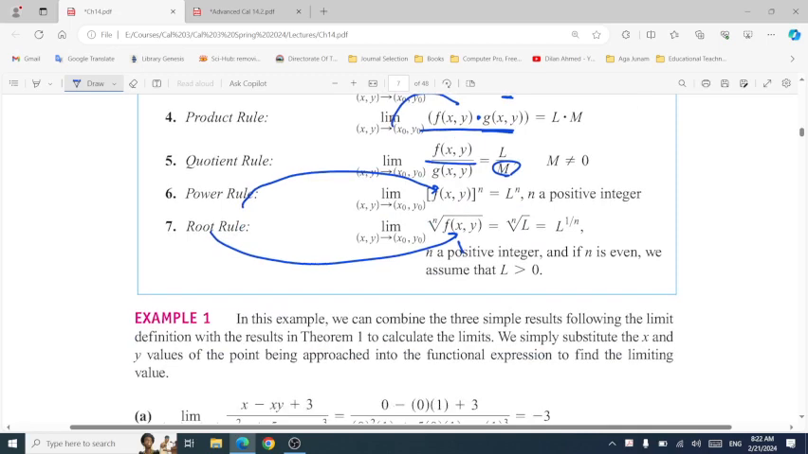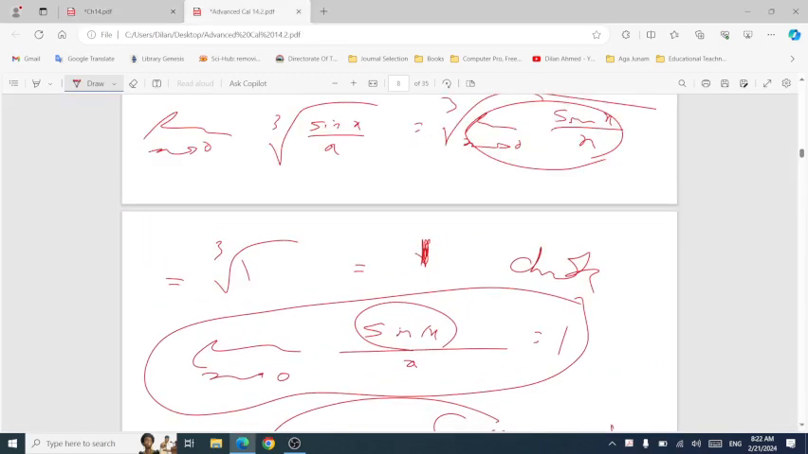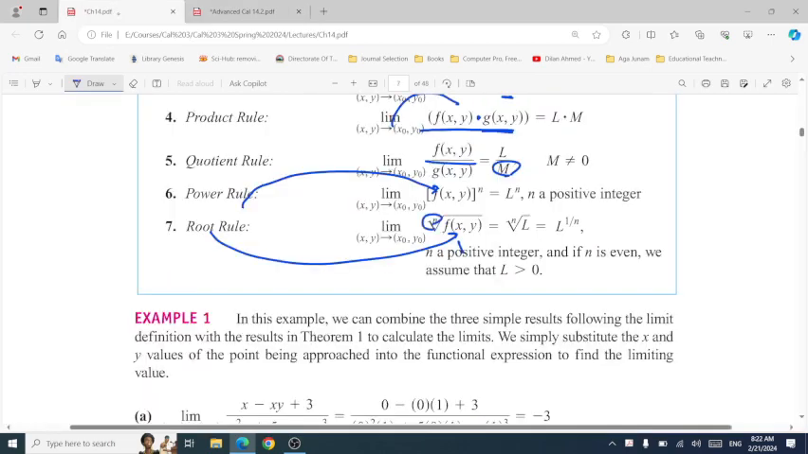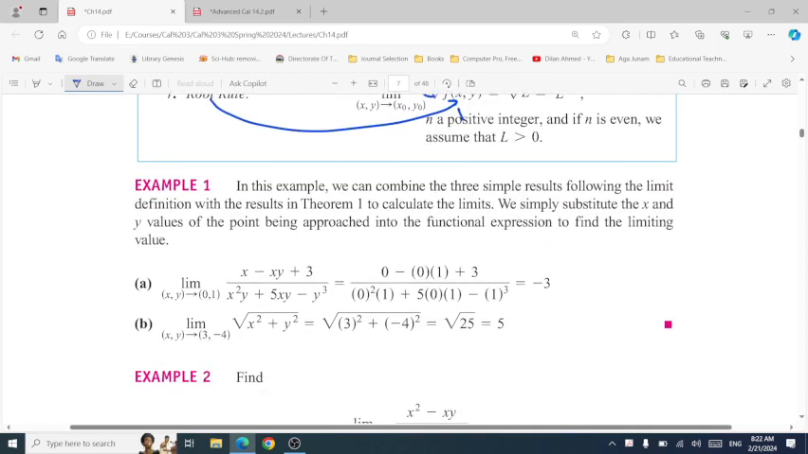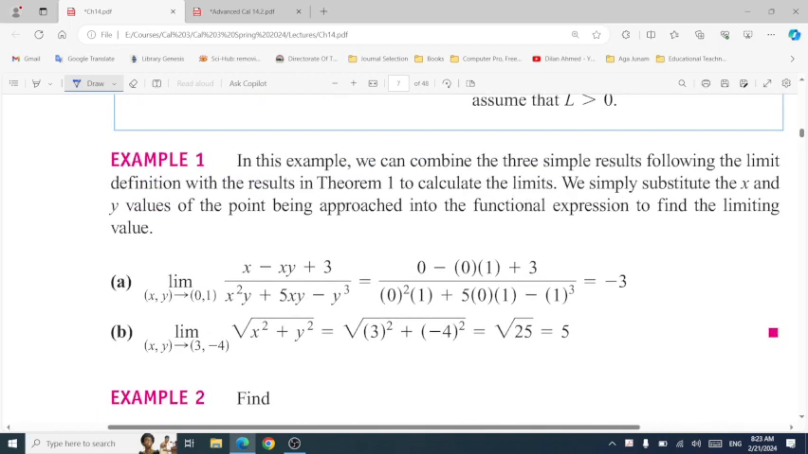Anyway, what was the important thing here? We can bring the limit inside, okay, for any radicals that we have. Radical means root. Did you understand what I said? The limit for double variables has the same behavior as the limit for a single variable. You got it here?